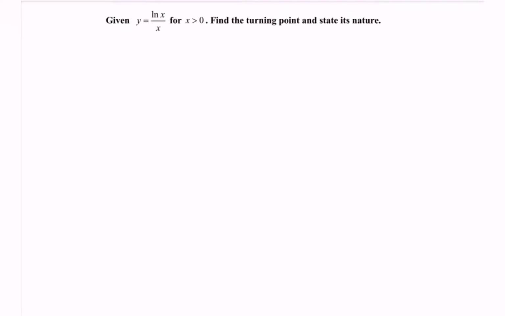In this video, I'm going to discuss the example for application of differentiation. Given we have the situation y is equals to ln x over x, where the value of x must be greater than 0. Find the turning point. So in here, the turning point can be said as the stationary or the critical, and state its nature.